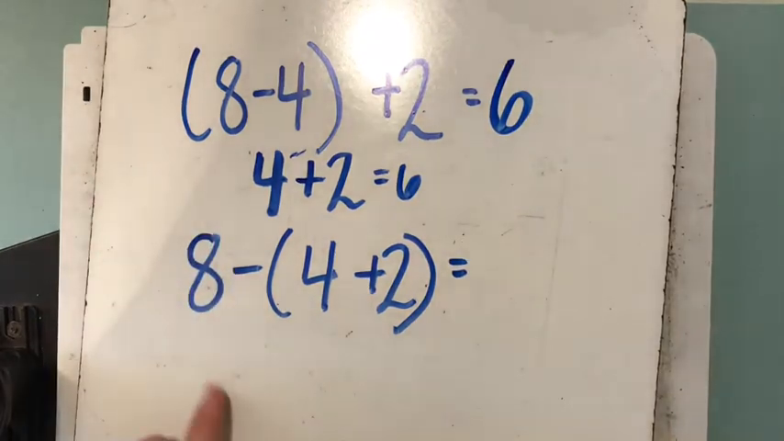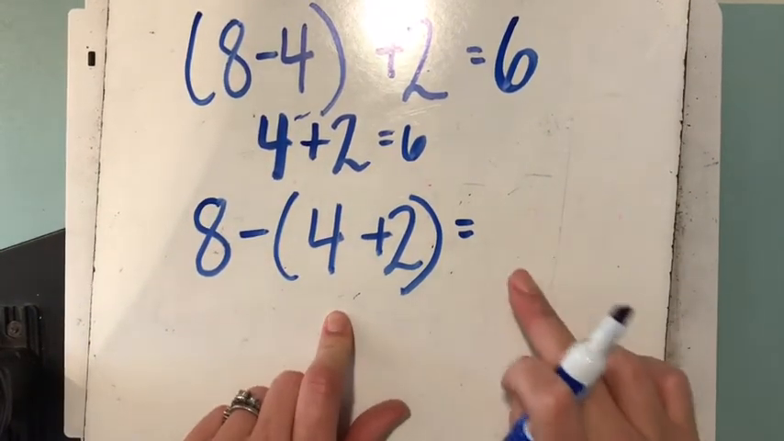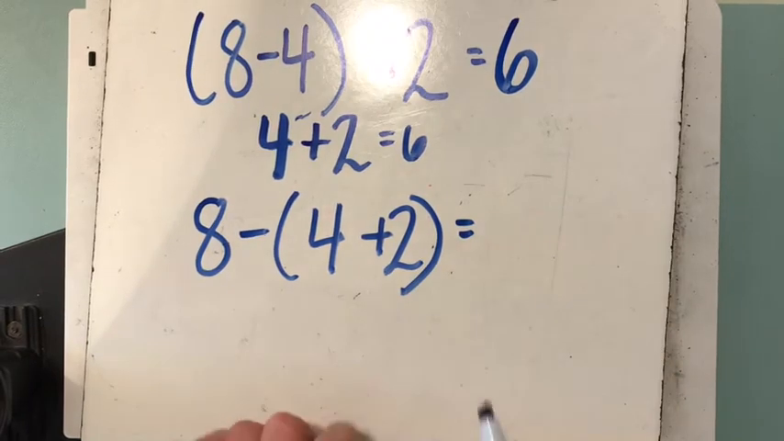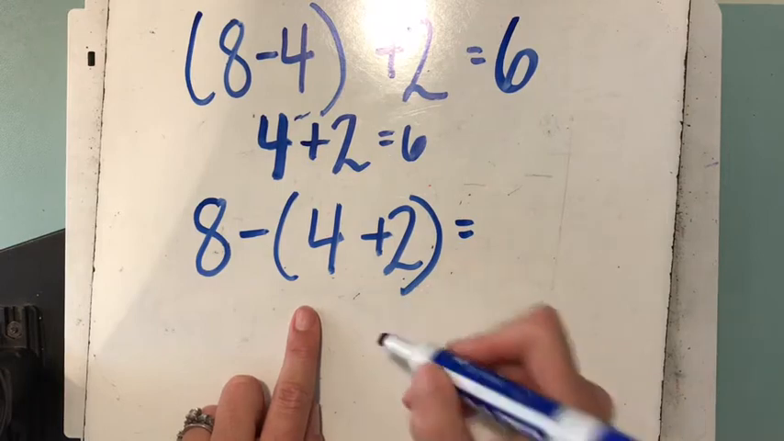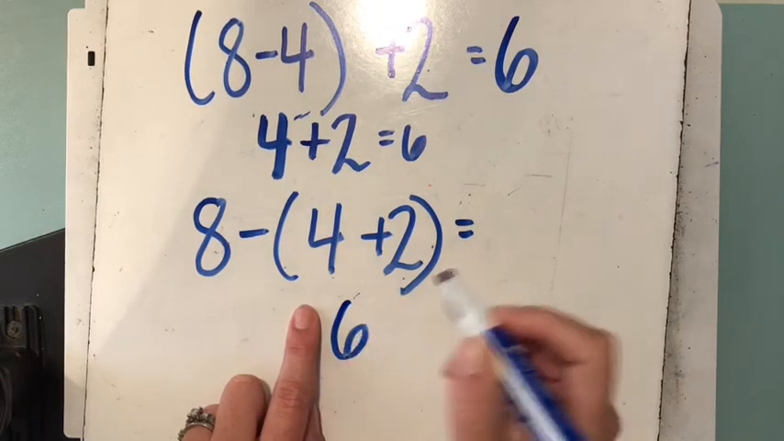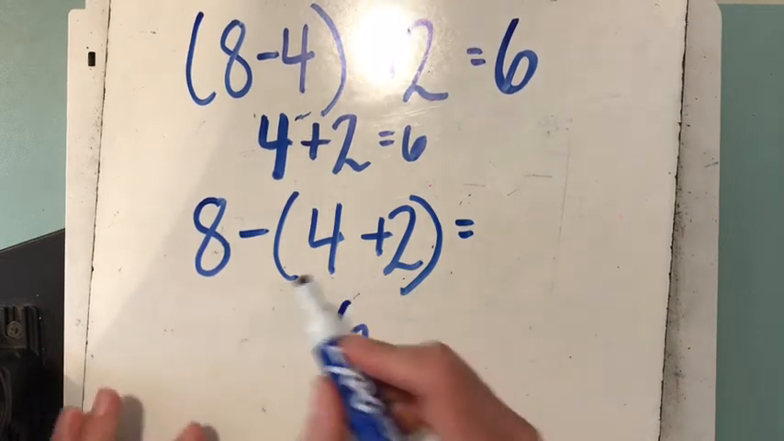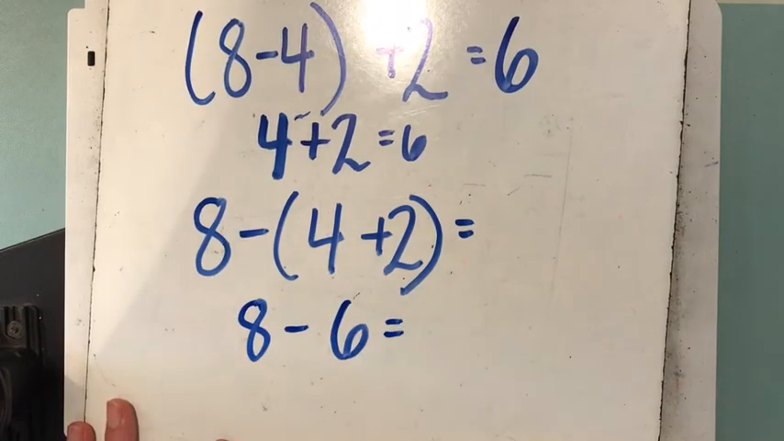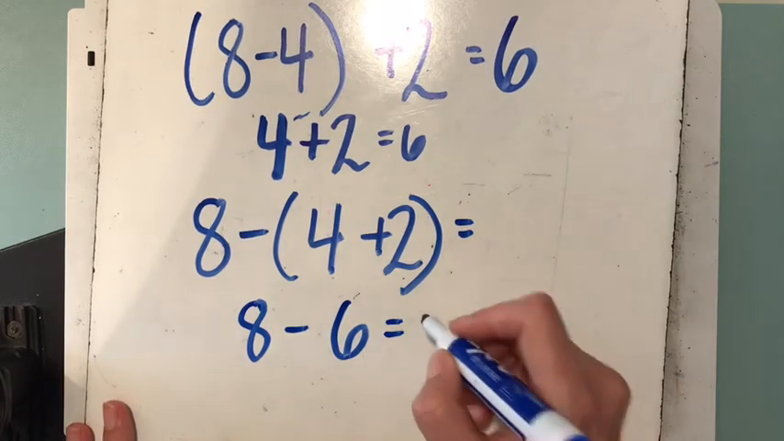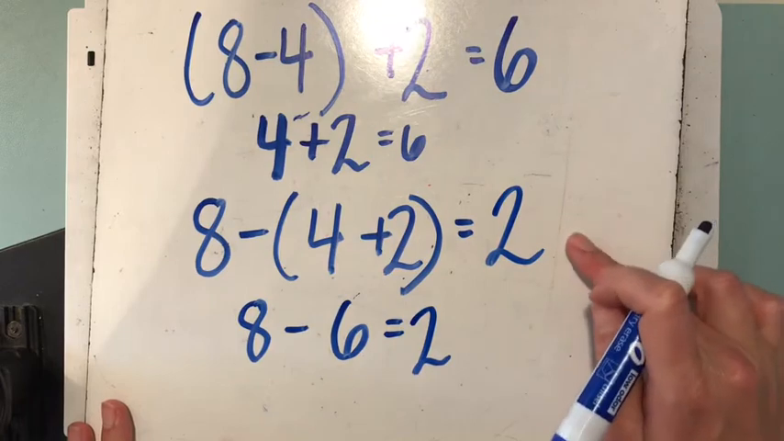All right, so now let's move down to this one down here. Let's see if we come up with the same sum. 4 plus 2, parentheses first, is 6. Now we have to subtract the 8, so 8 take away 6. I'm going to move it down here so I can see it better. 8 take away 6 is 2. Oh my goodness. Do our sums match?